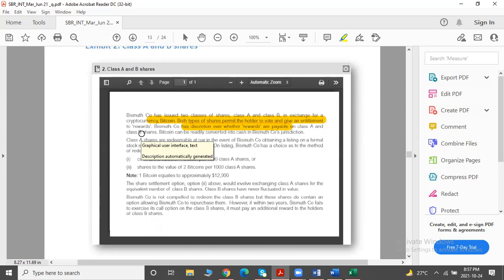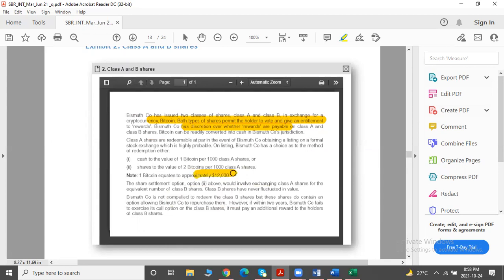Further, it is saying the Class A shares are redeemable at par in the event of Bismuth Company obtaining a listing on a formal stock exchange, which is highly probable. On listing, Bismuth Company has a choice as to the method of redemption: either cash to the value of 1 Bitcoin per 100 Class A shares, or shares to the value of 2 Bitcoins per 100,000 Class A shares. Bitcoin equates to approximately $12,000.